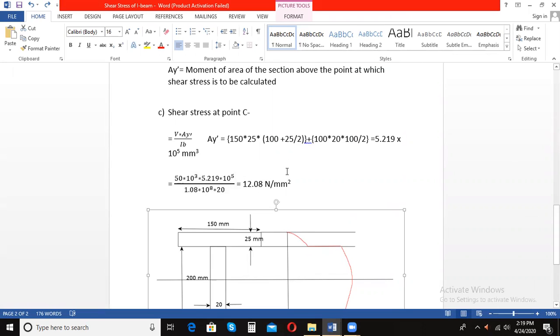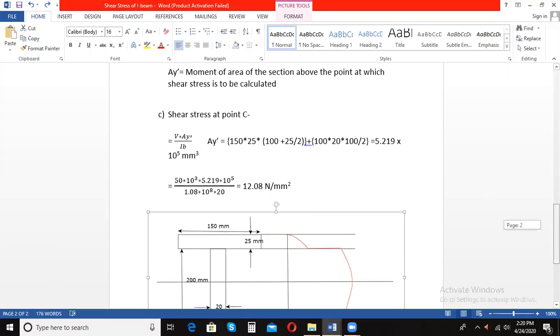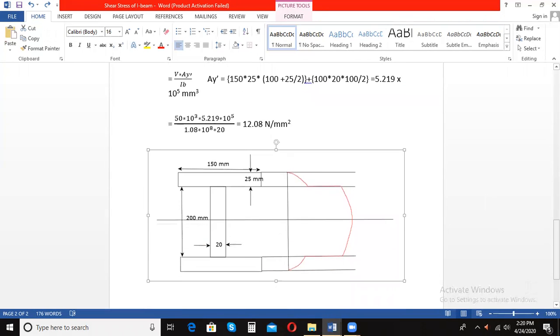So for any section, be it a T section, a rectangular section, a circular section or an I section like this, the maximum value of shear stress will always occur at the neutral axis. This is a very crucial and important point, often asked in interviews or other examinations. Now you have all the three values of shear stress, and you have to plot the shear stress distribution for the I-beam.